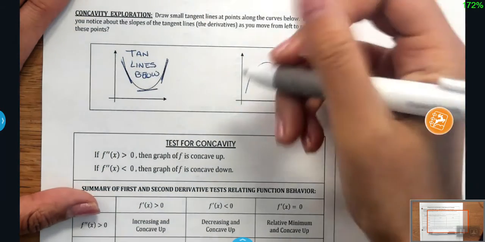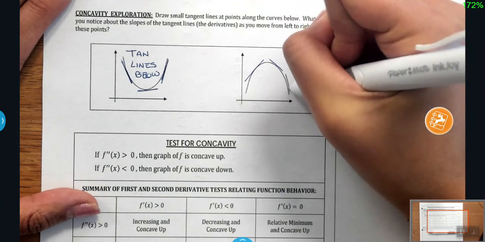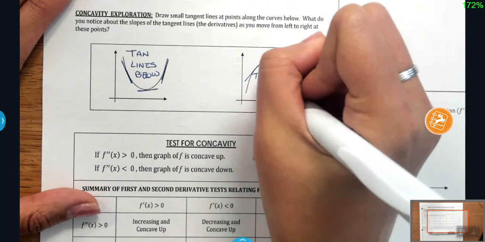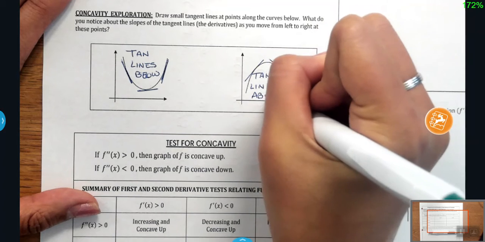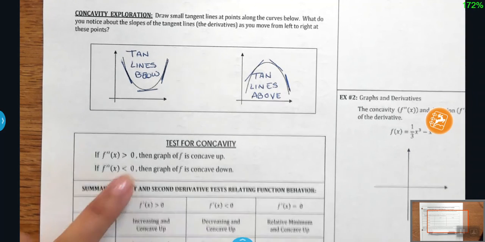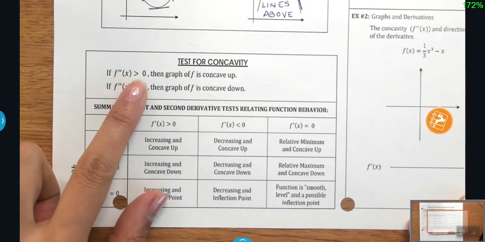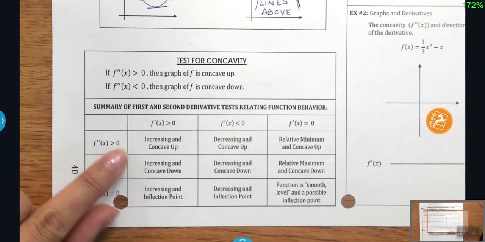Oh man, I can't spell below. And then if it's concave down, then all your tangent lines are above. And if the tangent lines lie exactly on the curve, then it's probably a point of inflection. Okay, cool. We already know this. If the second derivative is greater than 0, the graph is concave up. If the second derivative is less than 0, the graph is concave down.